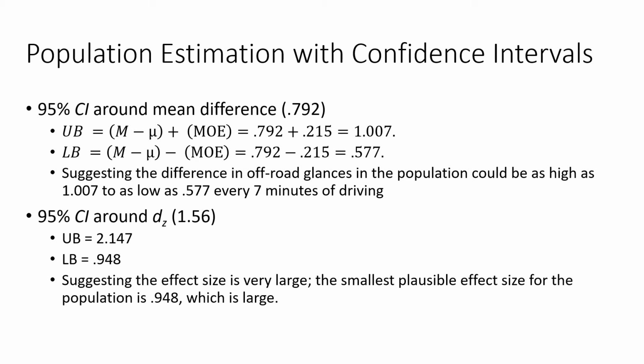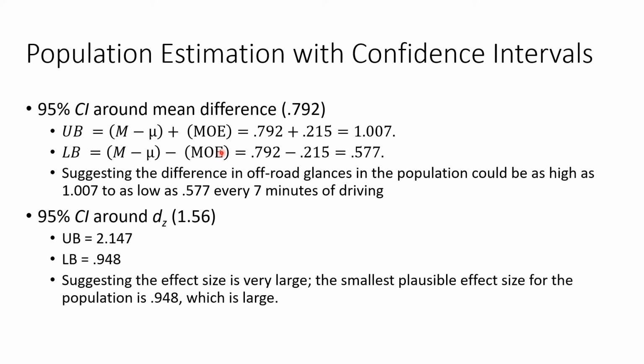The next thing you want to do is pillar 3, which is the population estimation with confidence intervals. As with the previous 2 chapters, you find the upper bound and lower bound by finding a point estimate and then adding a margin of error to it and subtracting a margin of error to get the upper bound and lower bound respectively. So in this case, the point estimate is the mean difference between the 2 conditions, which was again 0.792. Then you're going to add to that the margin of error and subtract the margin of error. Again, the text will go over how to compute the actual margin of error.